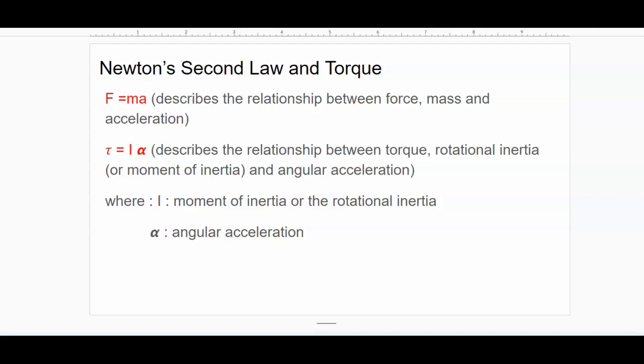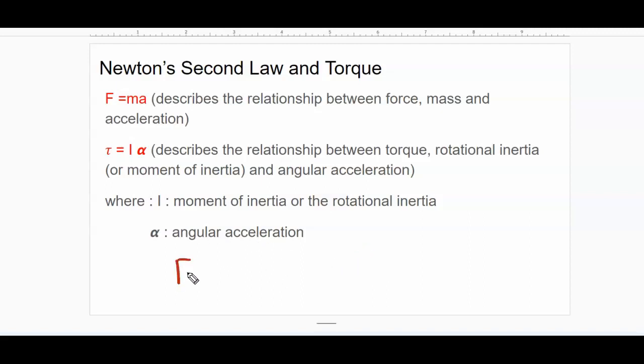Okay, so in this video, we're going to talk about Newton's second law for rotation. We spent a lot of time talking about Newton's second law last semester, our beloved F net equals ma. That's Newton's second law for linear motion, but there is a rotational version of the second law, and it looks like this.